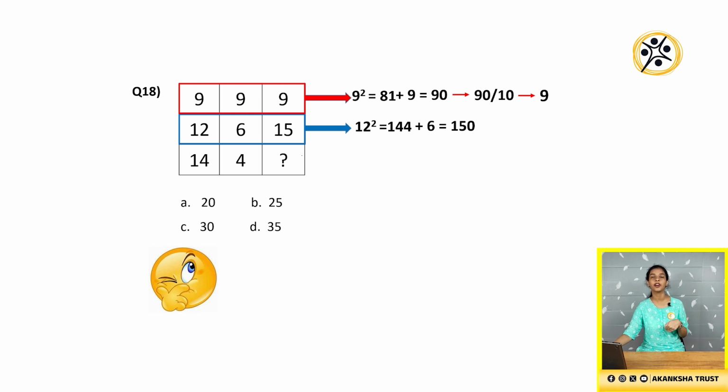Now we need to divide 150 by 10, and the answer is 15, which is the third row entry in this case. So let us apply the same relationship for the next one as well. That is 14 square, 196. When you add it with 4, we get the answer as 200. When you divide 200 by 10, the answer is 20.